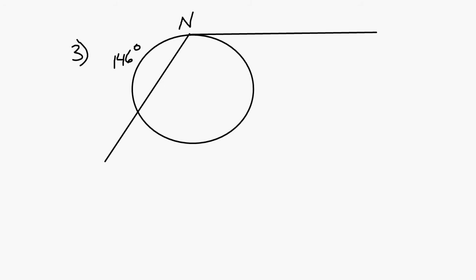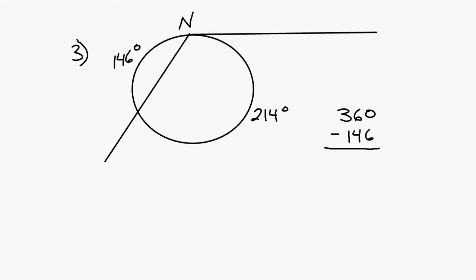Problem number 3. You are asked to find the measure of angle N, which is right here, and you are given this minor arc, 146. Okay? If this minor arc is 146, then this major arc around the other side is going to be 360 minus 146. So 360 minus 146, that's 214. So this big arc is 214 degrees.